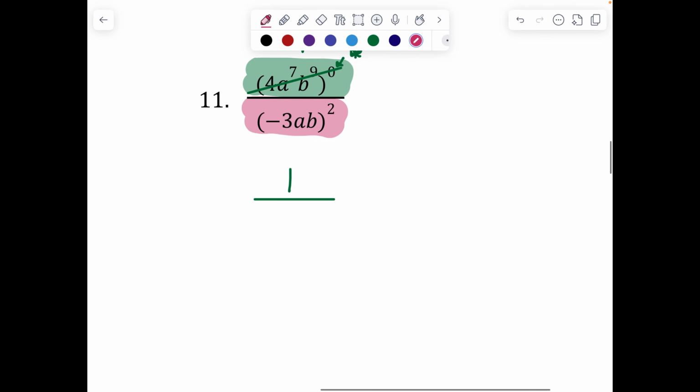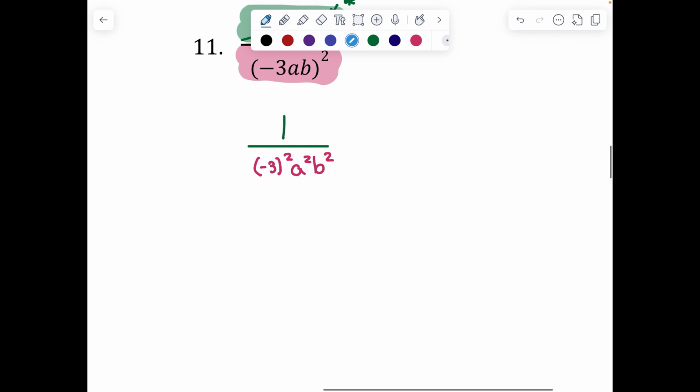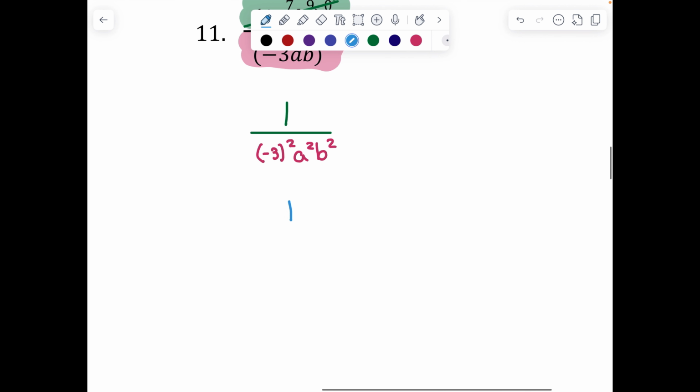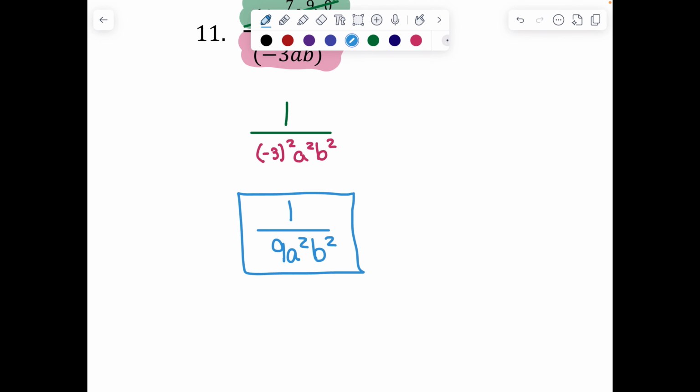Now in our denominator, I have negative 3 squared, a squared, b squared. All I'm going to do is simplify that negative 3 squared, so it becomes 1 over 9a squared b squared. And that's our final answer there.